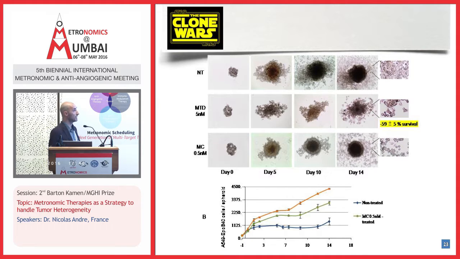And if you use the spheroids model, you see that you get pretty much the same results. If you don't treat, you got an increase in the volume of your spheroids. If you use the MTD dosing, then you get a slight decrease in size, but you've got only resistant clones. And if you look at day 20, you have a much bigger tumor because it's just made of resistant clones. And if you use metronomic, you see that you manage to have control of the tumor, and as you see on the bottom, it's made of both resistant and sensitive clones.